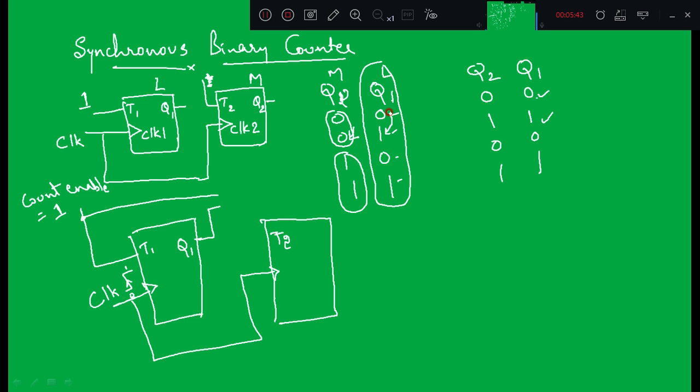Because to update from 0 to 1, it will take some amount of time, right? So when the first flip-flop and the second flip-flop receive the rising edge of this clock, the updated value of Q1 will not be taken, right? The previous value of Q1 will be taken, because to update Q1 or to change Q1 from 0 to 1, it takes a little propagation time, or little propagation delay.